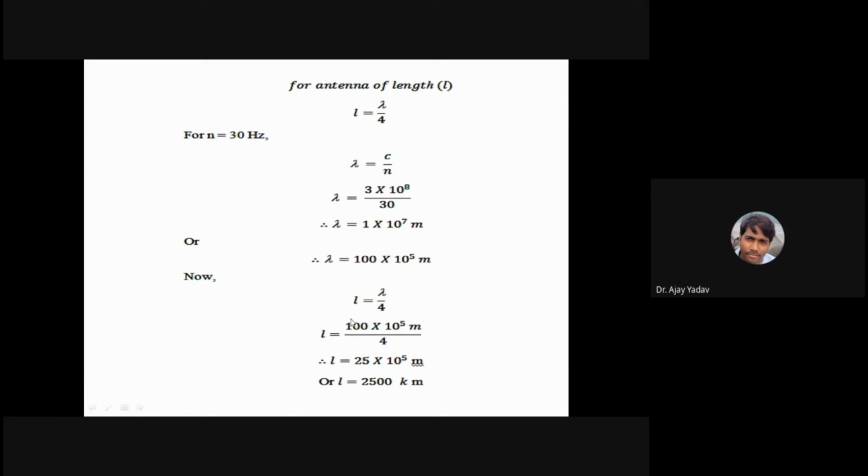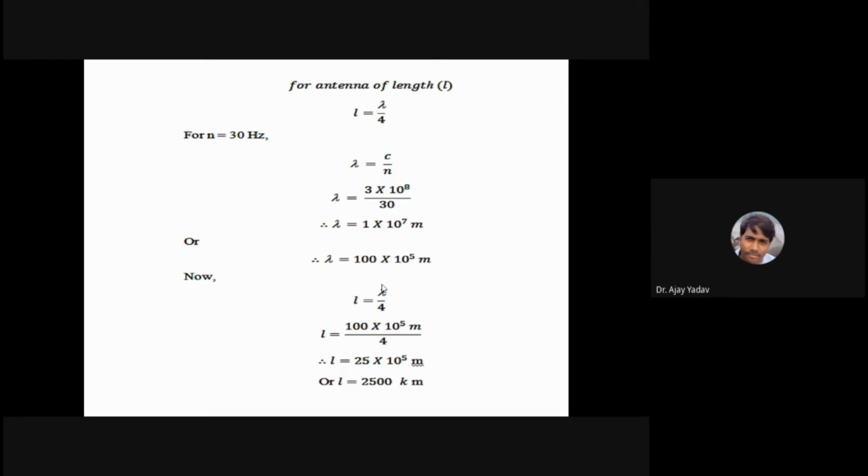Now the length of the antenna required is lambda by 4. So 100 into 10 to 5 divided by 4 comes out to be 25 into 10 to 5, or 2500 into 10 to 3. 10 to 3 means kilo. So 2500 kilometer. This is how I have calculated the length of the antenna. See if you have understood this small calculation.